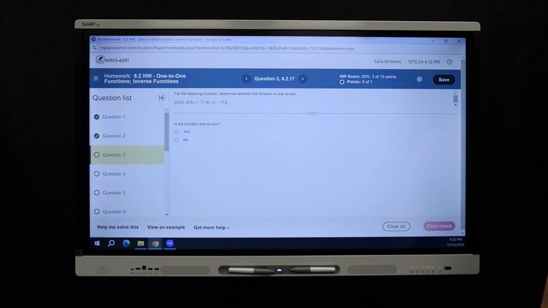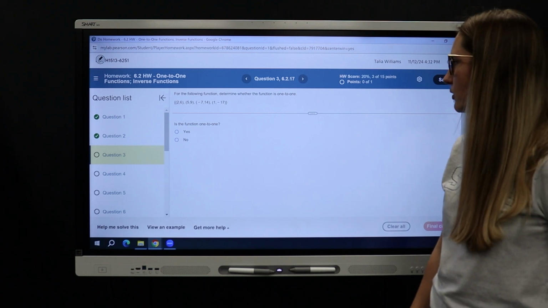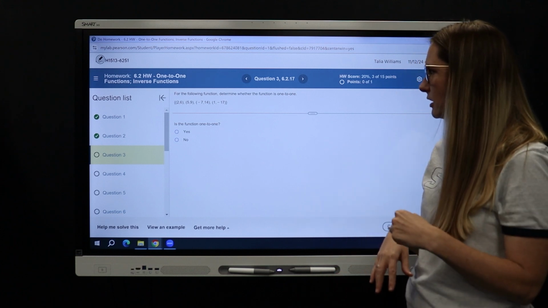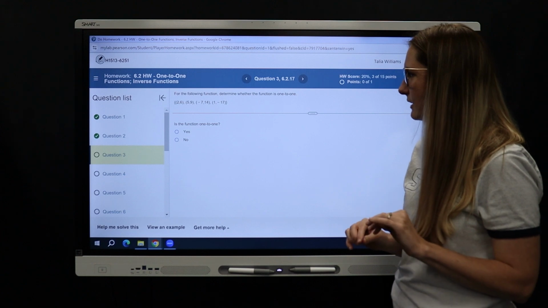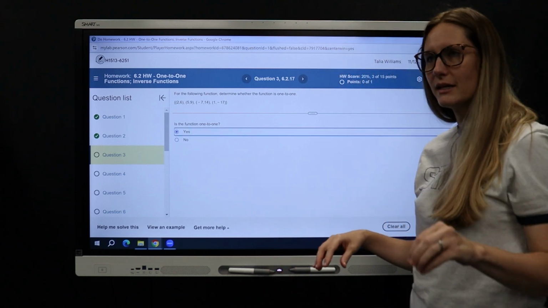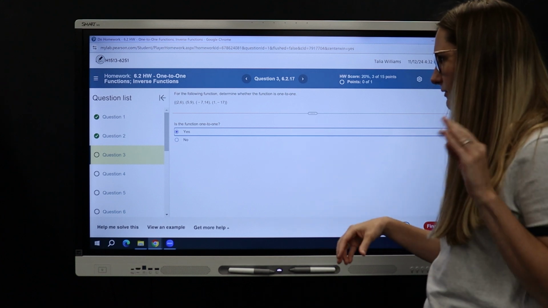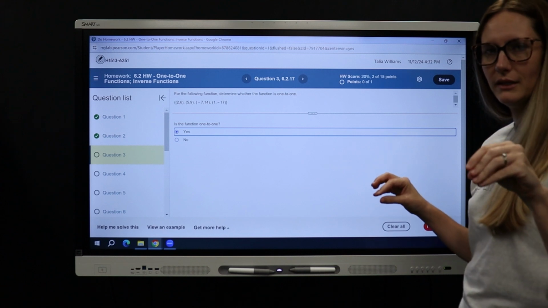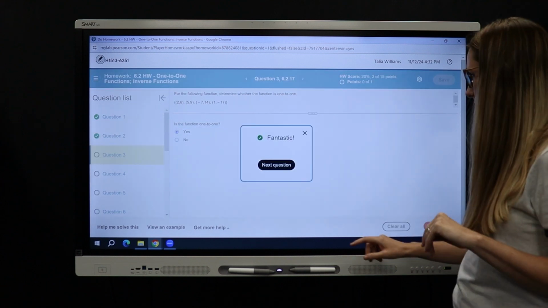For the following function, determine whether the function is one-to-one. So 2, 5, -7, and 1, all those are good. 6, 9, 14, and -17, those are good. Nothing can repeat. Like, no x's can be the same, no y's can be the same. If an x and a y are the same, that's okay. But you can't have repeated x's or repeated y's.